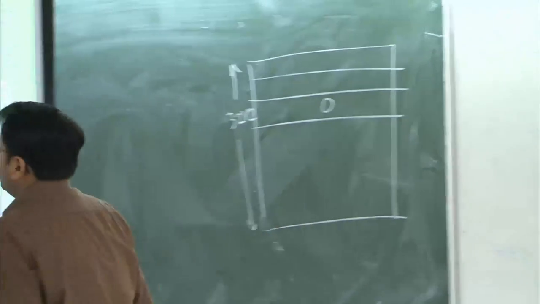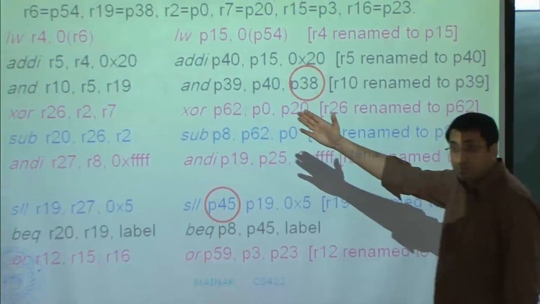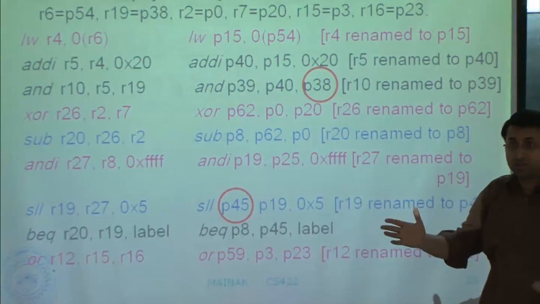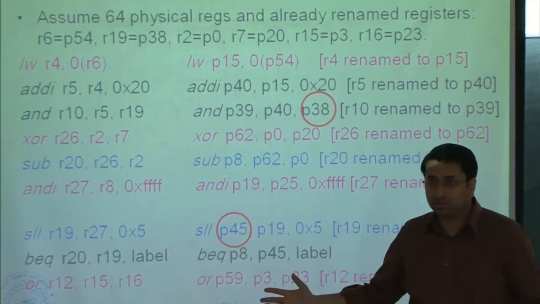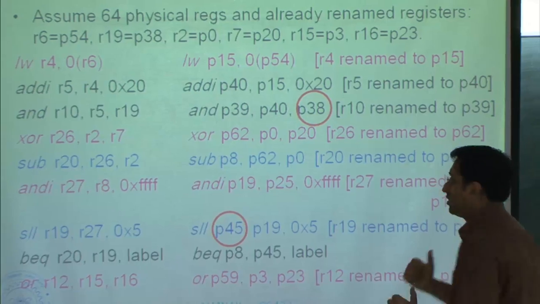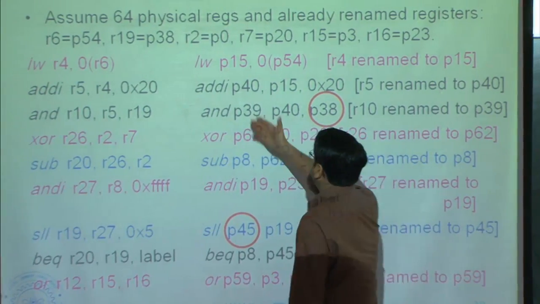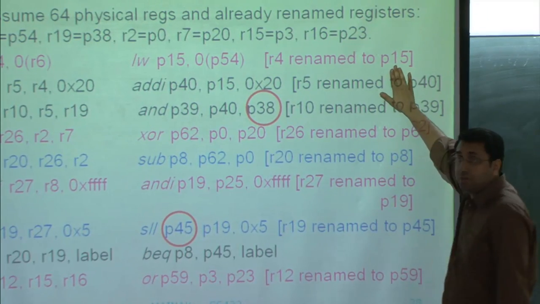And so on. So the first instruction comes. It has a target R4, so it should get a new register. Which register should it get? There is a free list of registers. A bit vector is maintained, which tells me which register is free. I pick up the first register which is free. Let's suppose that it's P15. So R4 gets renamed to P15.